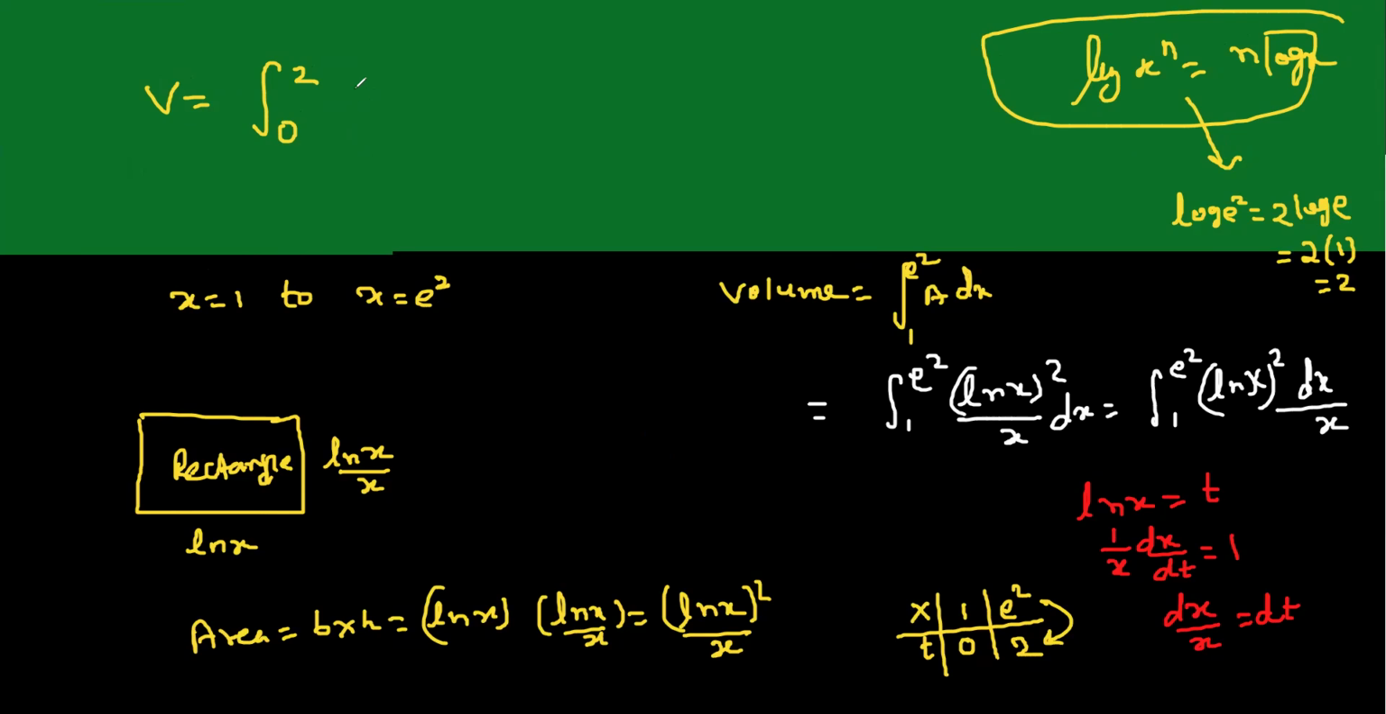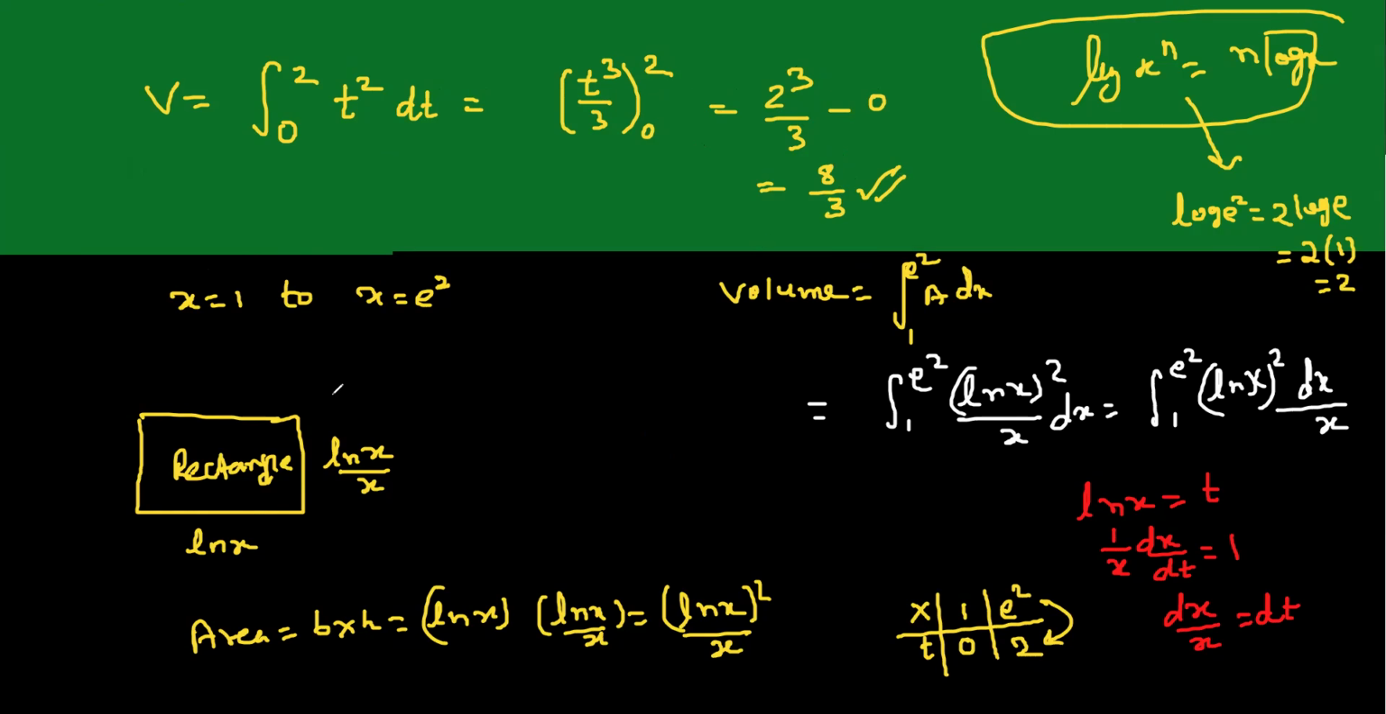Ln x whole square is t squared, and dx by x is dt, right? Put the value of t. 2 raised to 3 is 8, so 8 over 3. This is my final answer.